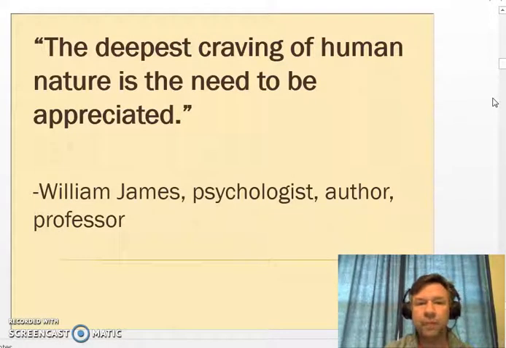Just want you to take a minute to think about this quote. Keep that in mind as you focus on the qualitative observation process.